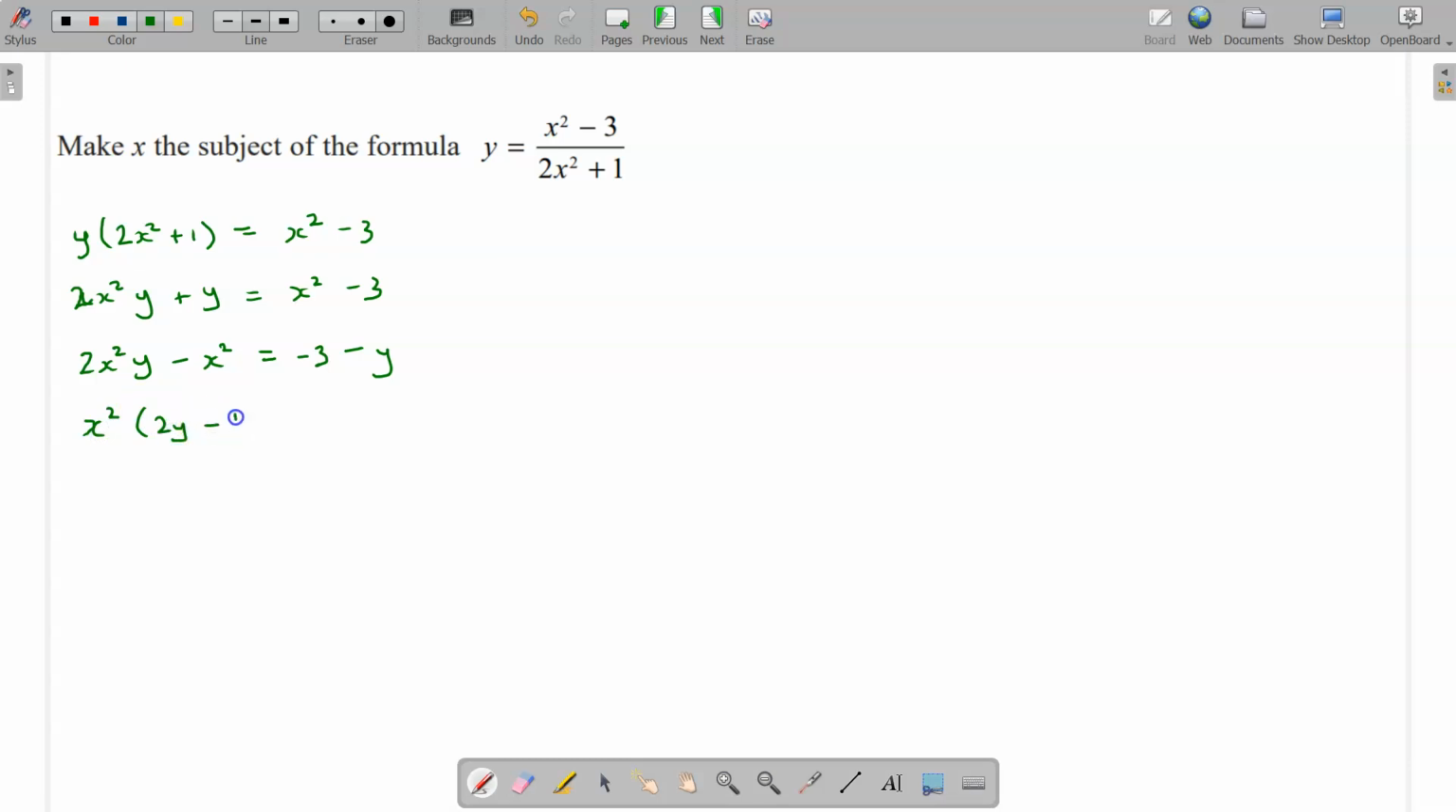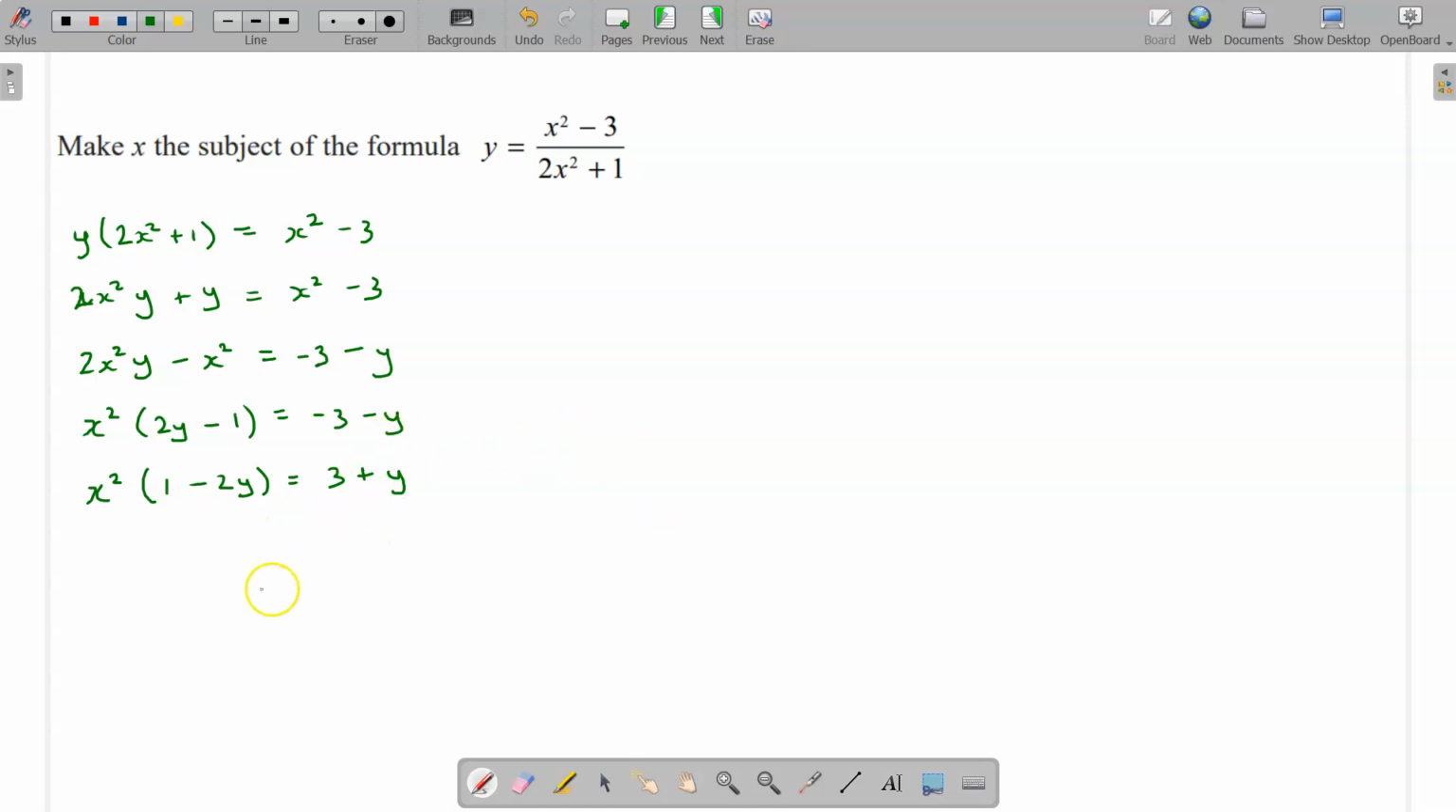Okay, and it's 2y minus 1. And over this side I've got minus 3 minus y. I'm now going to use a useful little trick to get rid of all these minus signs. If I multiply both sides by negative 1, this becomes x squared, and the negative of 2y minus 1 is 1 minus 2y. Okay, and the negative of minus 3 minus y is plus 3 plus y, so it's just 3 plus y. And that tidies it up a lot and removes some of those unwanted minus signs.